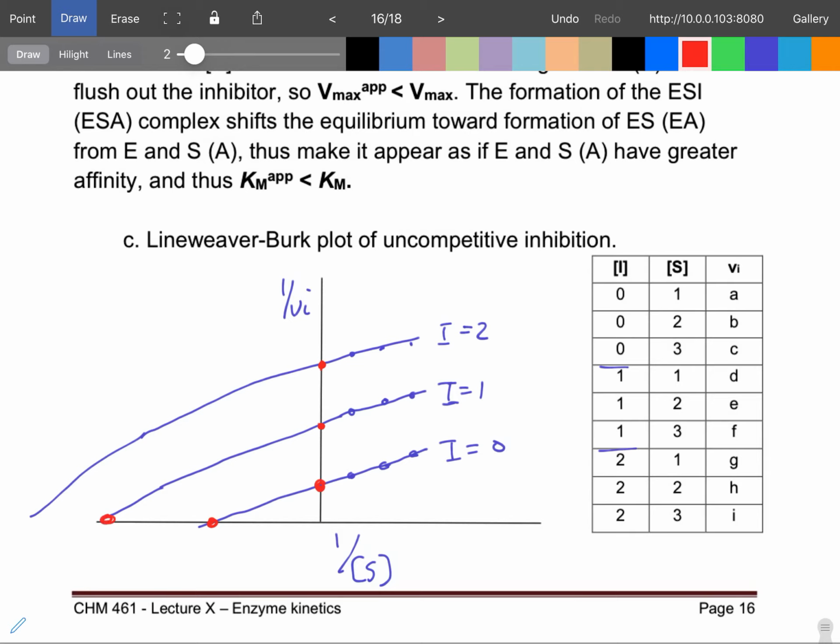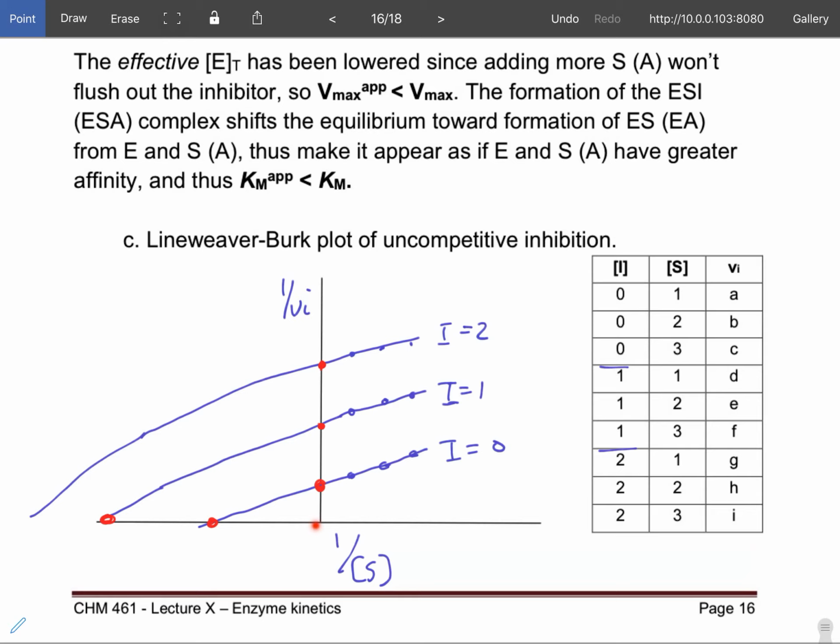And as we think about Km, here Km is a certain value. The reciprocal is small, so the actual value is large. And when we add inhibitor, now the reciprocal value is larger, right, this whole distance, and thus the actual real value is smaller. So this Lineweaver-Burk plot of uncompetitive inhibition, just like we've seen before, certainly does illustrate the trends of the Km and Vmax apparent that we've been looking at.